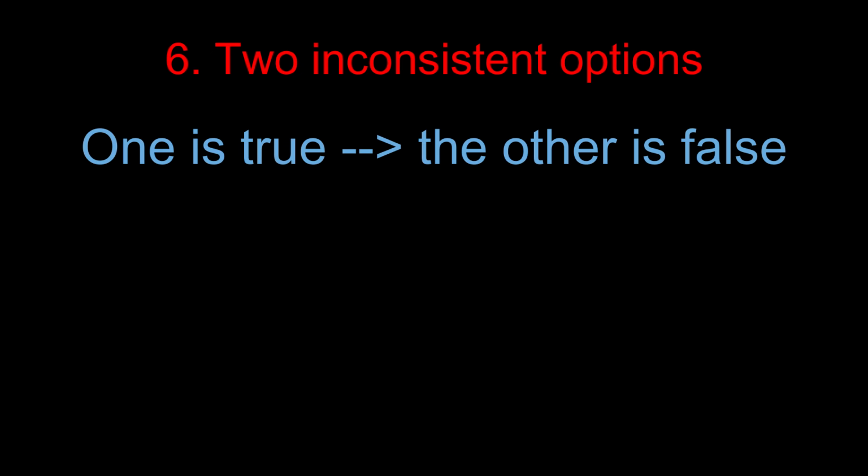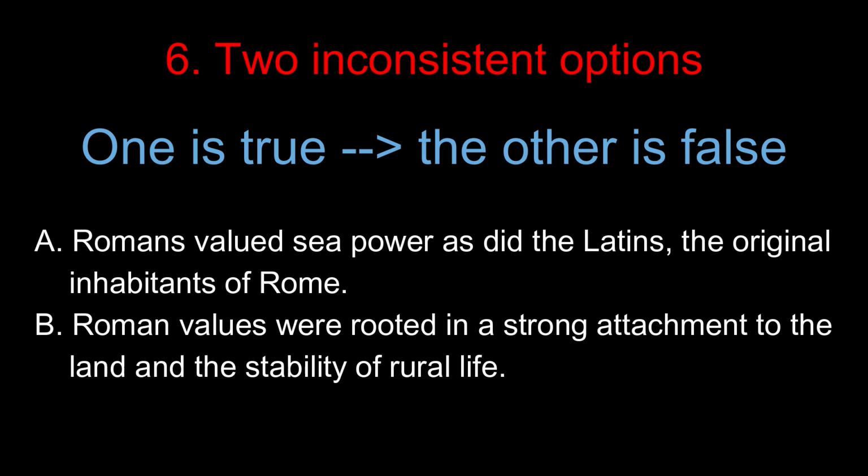6. Two inconsistent options. If two options contradict each other and you know one is true, you can automatically eliminate the other. For example, Romans valued sea power as did the Latins, the original inhabitants of Rome. Roman values were rooted in a strong attachment to the land and the stability of rural life. These statements contradict each other. Historically, Romans valued land, while Greeks valued sea power, so we can eliminate the first option.